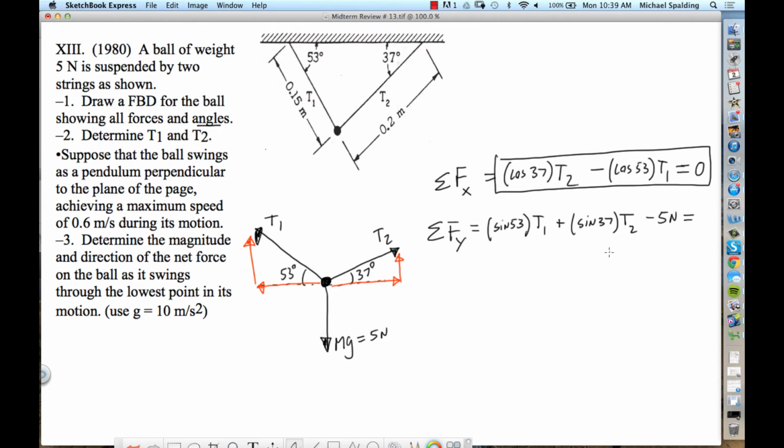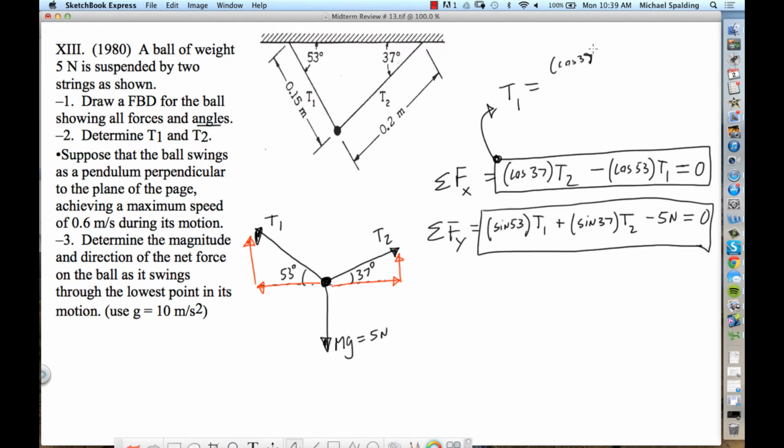What does the sum of the forces equal? ma, but is there any acceleration this way? No. So the a is 0. Let's put in 0. Okay, so at this point, guys, it's algebra. What you have to do is substitute these equations together. So take this x equation here. Let's solve it. T1 is equal to cosine 37 T2 divided by cosine 53. Oops, I can't write today.